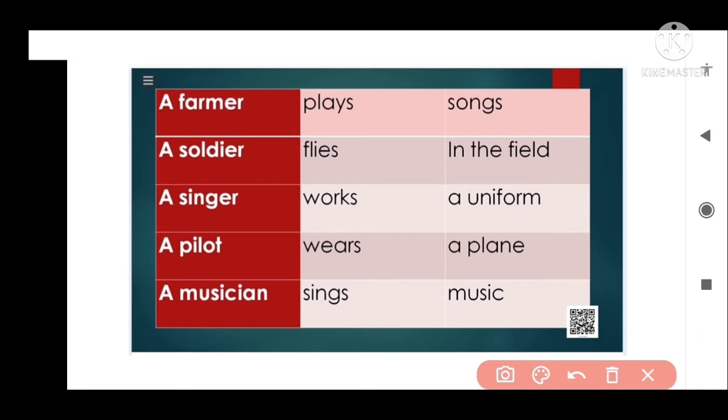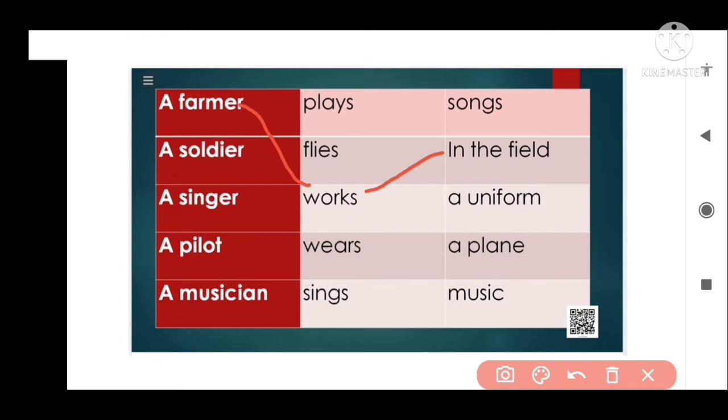Yes, we will try. Okay, can you tell me what a farmer does? A farmer plays or flies or works or wears or sings. Yes, a farmer works. And which type of work does a farmer do? Where he works? Songs, in the field, a uniform, a plane or music? Yes, we will match works with in the field. And this sentence will be: a farmer works in the field.